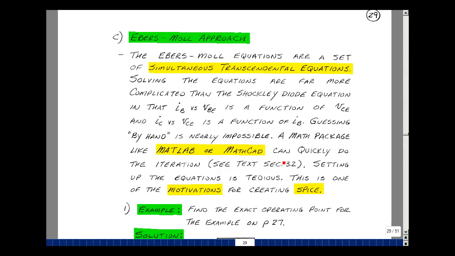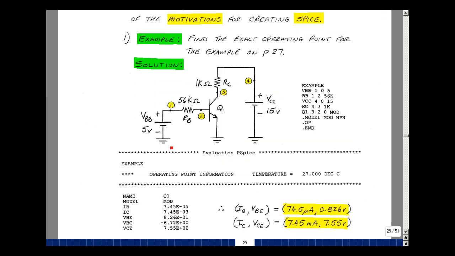But actually this is the reason SPICE was written, that when you have all of these simultaneous nonlinear equations, the program will go after a solution for you. So let's take this same problem and solve it on SPICE by using the PSPICE program. Here's my schematic. I've numbered the nodes 1, 2, 3, and 4. Have a title, description of the circuit.